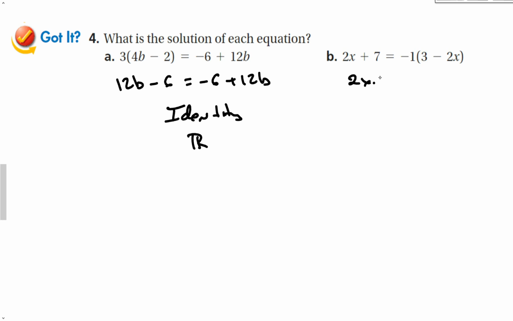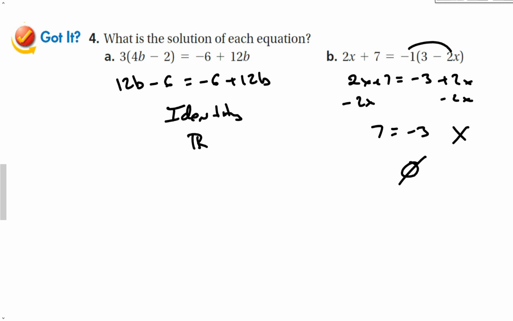And here, 2x plus 7 is equal to negative 3 plus 2x. If I subtract 2x from both sides, we have 7 is equal to negative 3. This is no good, no solution. The answer is the empty set.